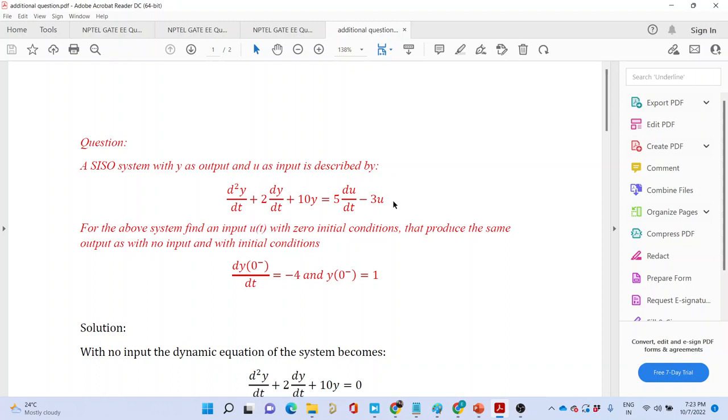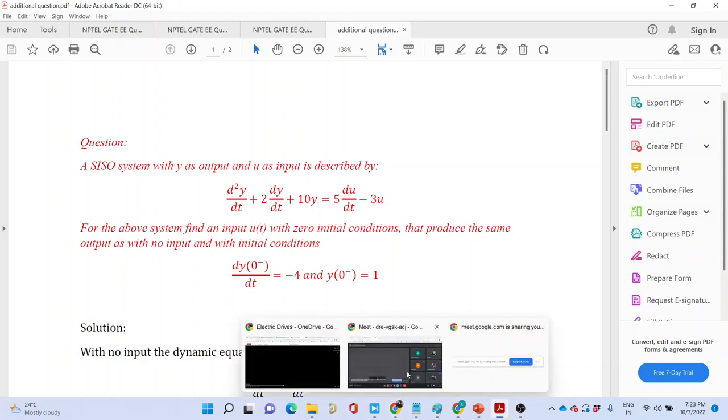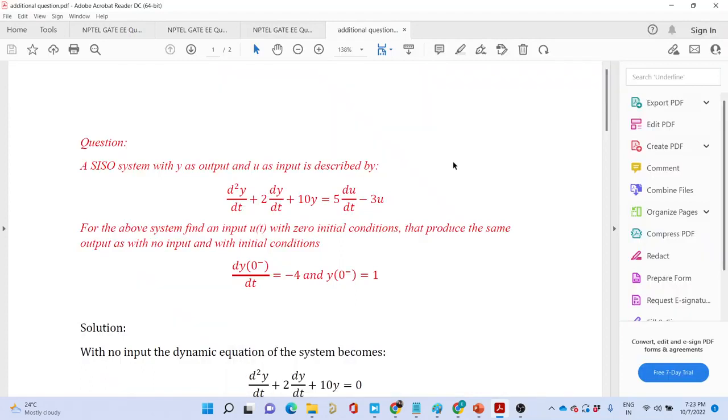Have you noted down the question? Please note down these equations, the things that are necessary for you. I would try to find some pictures from the net. Noted, sir. Okay.